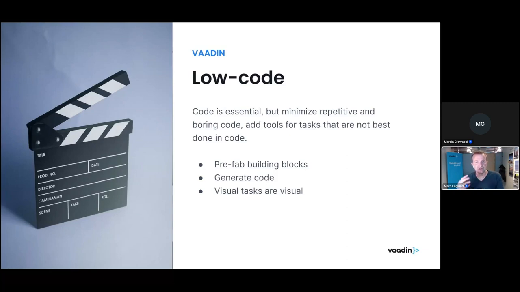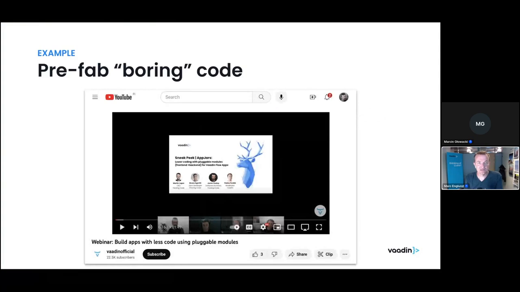Because we think code is essential to create good applications. But we want developers to be able to focus on the code that makes a difference. So we want to minimize these repetitive, boring coding tasks and minimize toil and make low-code tooling for tasks that are not efficient to do by typing in an editor. So that involves creating more and bigger building blocks for reuse, generating pro-code when possible, and realizing that visual tasks are often best done visually. Let's look at some practical examples of what I'm talking about.